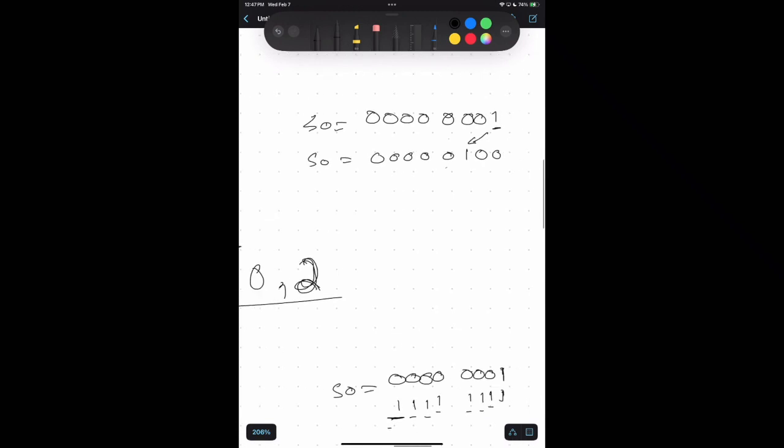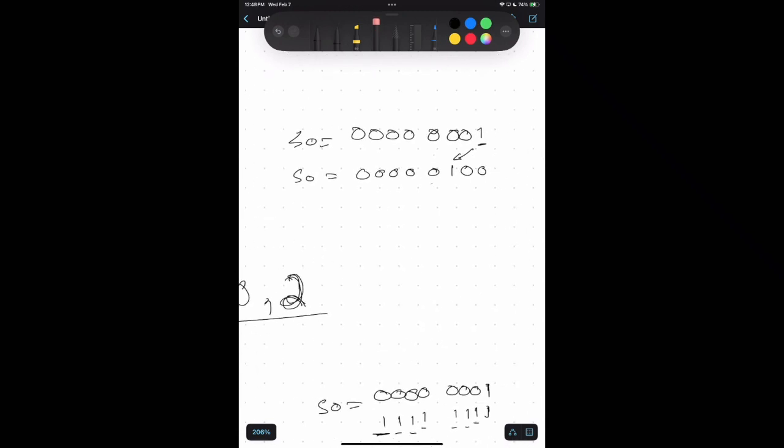You can check with another value. Instead of choosing 1, let's take the value 2. So assume that the S0 value is 2. When we multiply 2 by 4, it will make 8. So this value should be this. Again, it is shifted twice.